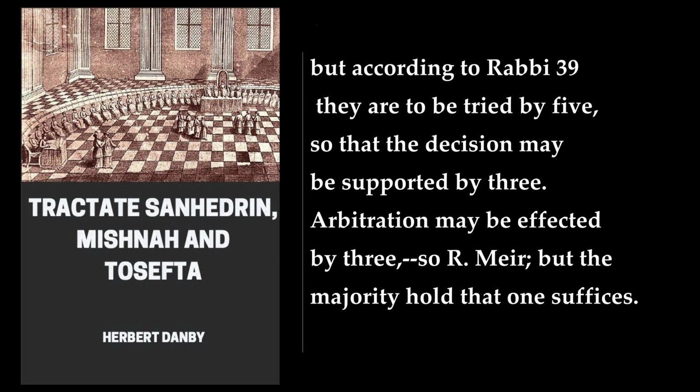Tosefta 1. Non-capital cases are to be tried by 3 judges. But according to Rabbi they are to be tried by 5, so that the decision may be supported by 3. Arbitration may be effected by 3, so says Meir, but the majority hold that 1 suffices.